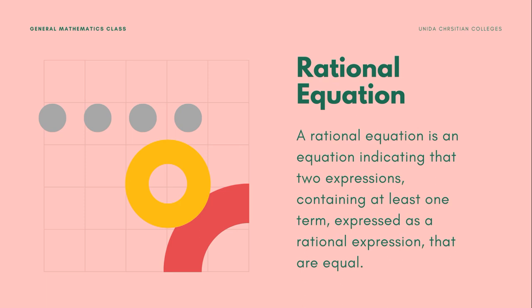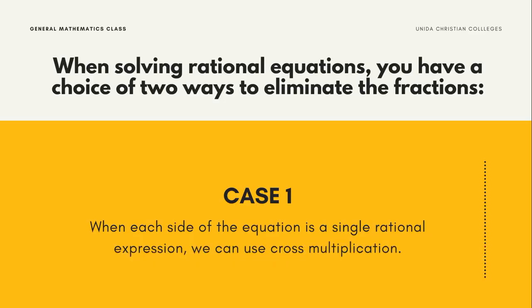When we say rational equation, it is an equation indicating that two expressions containing at least one term expressed as a rational expression that are equal. So remember the word equal. That is a rational equation.